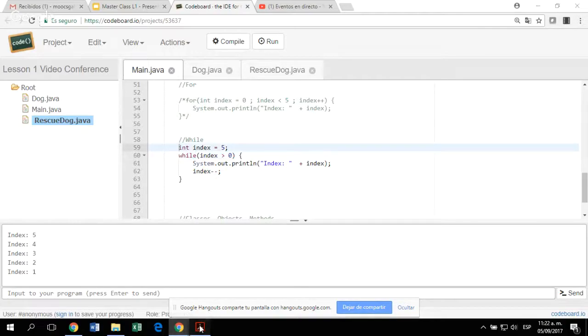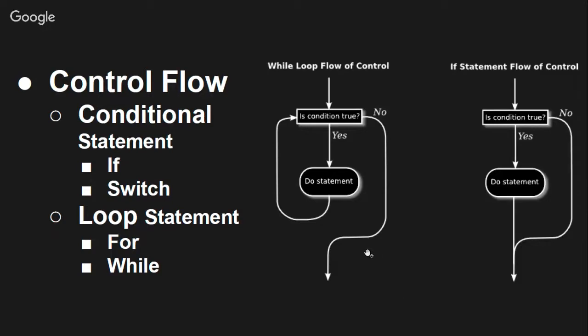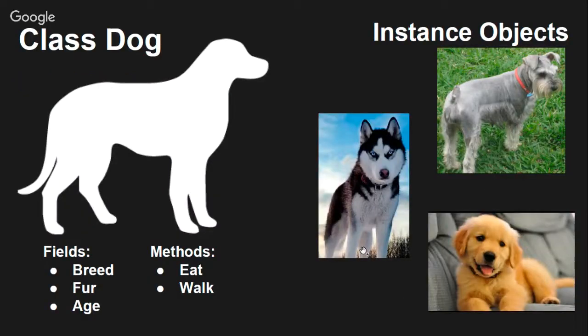Okay, let's return here. Now we are going to talk about classes, objects, and methods. First, what is a class? A class is a representation of something that we are going to create, to use. For example, a class dog, if you saw this image, is only a shadow. It is only the representation of what a dog is.